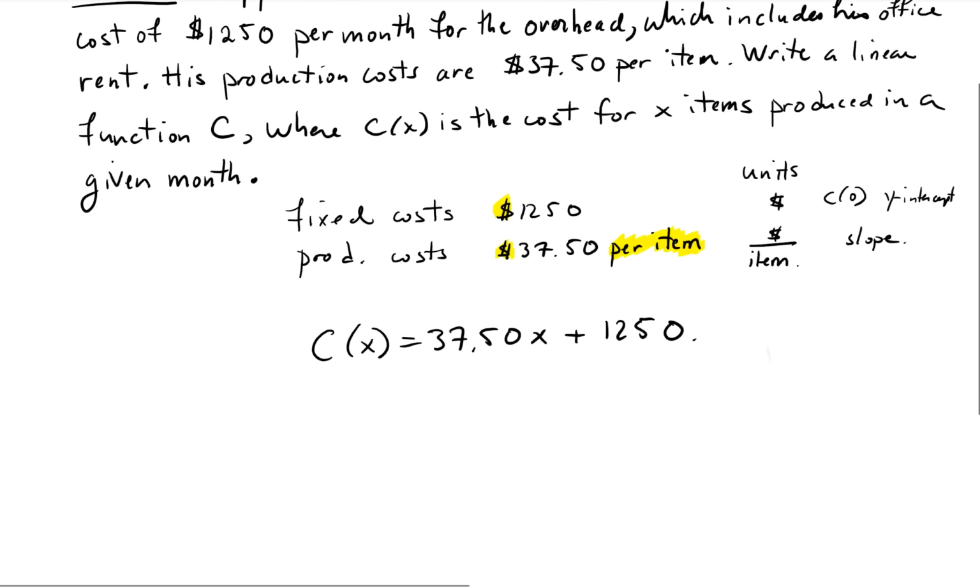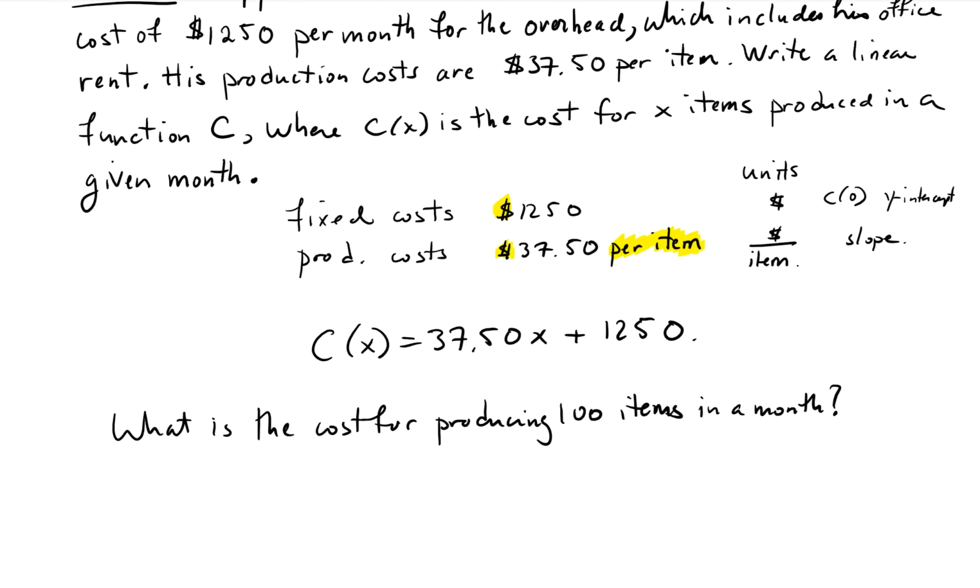And with this, we could answer the following question. What is the cost for producing 100 items in a month? All you need to do is replace the number of items by 100, and that's going to give you your costs. So multiply by 100. Calculating this, you'll get $5,000.